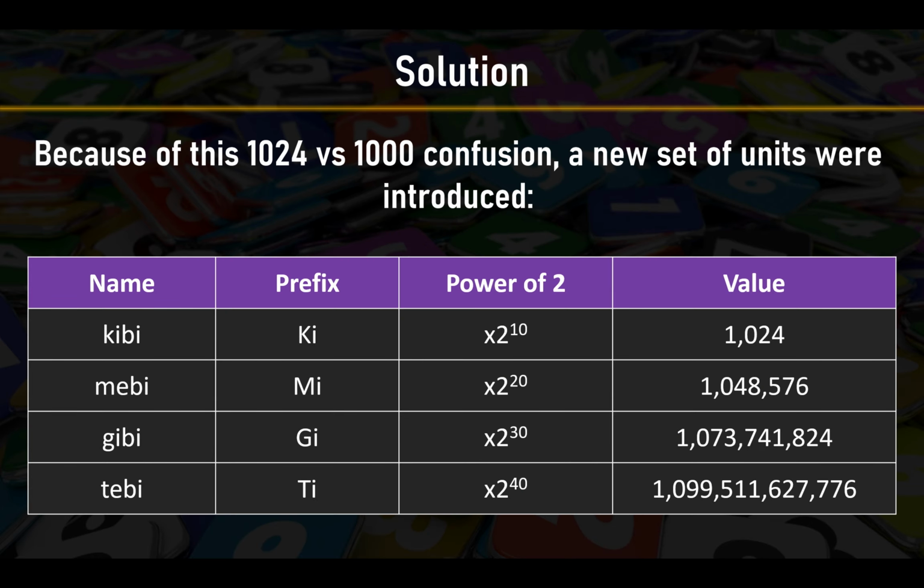So again, that's just going to be a table showing all of this. And again, the full names here, I say Kibi, Mebi, Gibi, and Tebi. And just the prefixes here as well.